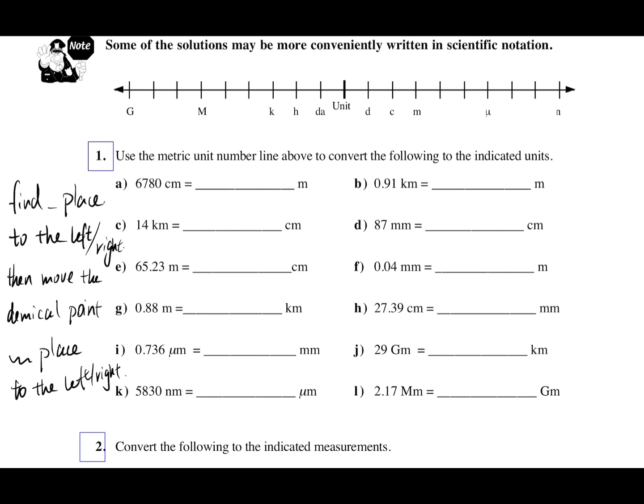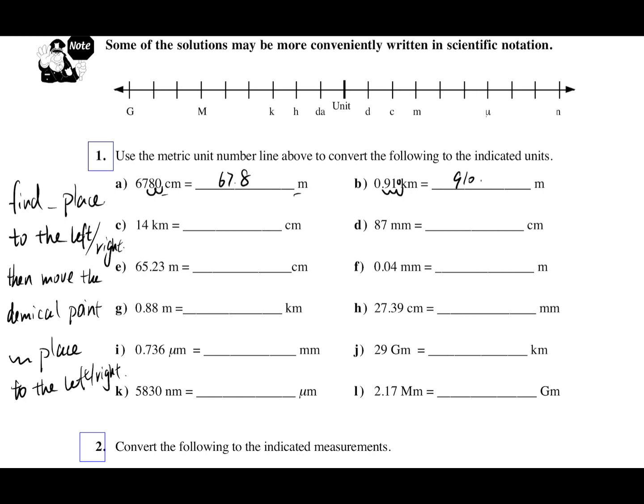Okay, let's look at the first one. The first one is cm to the unit. So it's 2 places to the left, so we move 1, 2, and we write it. For b, from kilo to the unit, it's 1, 2, 3 to the right, and then we write it here.